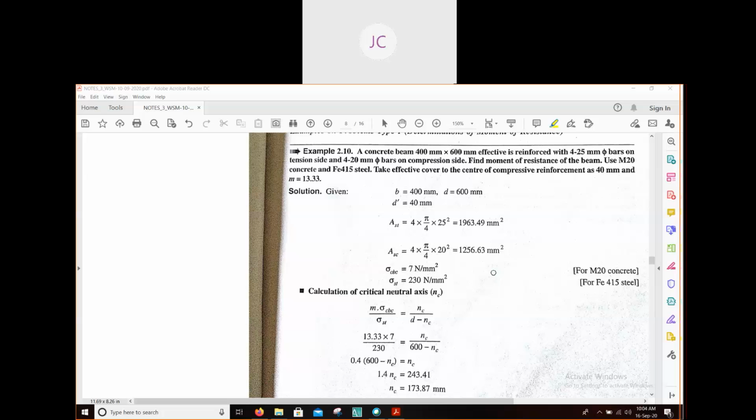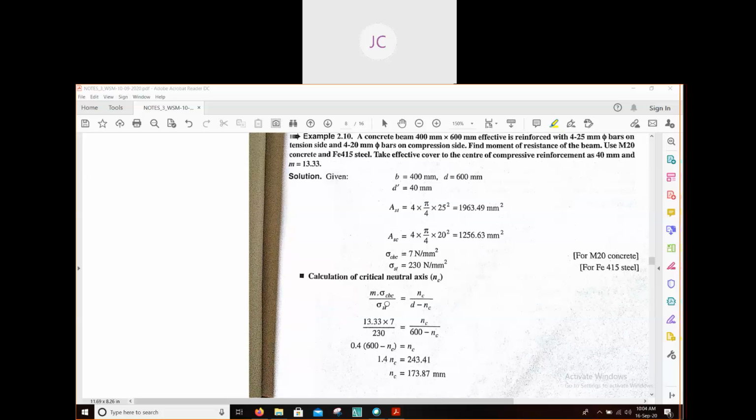I hope up to the critical neutral axis, all of you can find out. It is very simple. So we have got the critical neutral axis value as 173.87. I am not going to explain this equation again because we have used it so many times.